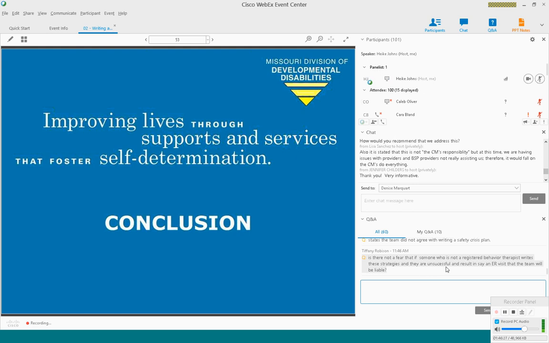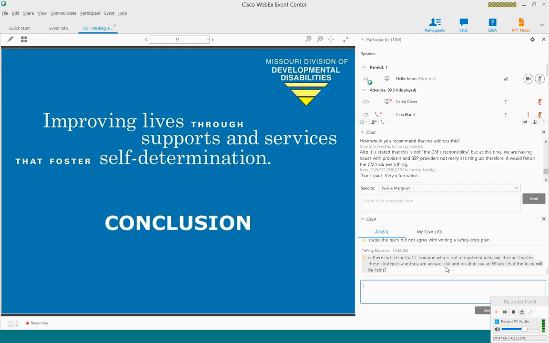So we have a question: is there not a fear that if someone who is not a registered behavior therapist, so that would be a licensed behavior analyst, writes these strategies and they're unsuccessful and they result in an ER visit or something like that, then the team will be liable? Let me take all the double negatives out so I can understand that question. Is there a fear that if a non-licensed person writes the plan and something bad happens, the team will be liable?